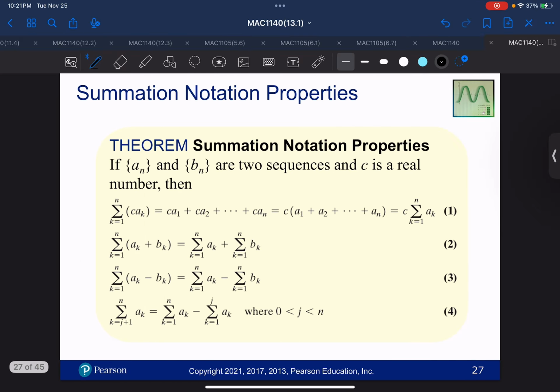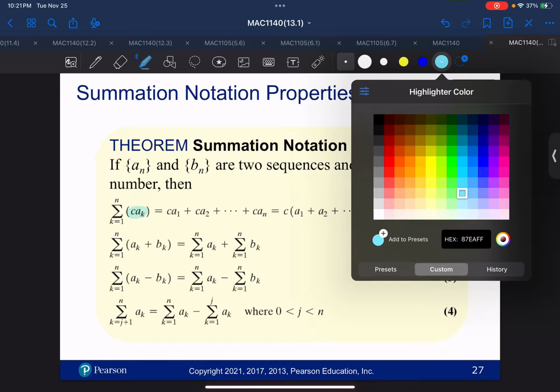Okay. All right, so here are some special properties of summations. The first one says that if we have a multiple of the expression c times a sub k, then we can pull that c out front and have it be multiplied by the summation of just a sub k. So we can always pull a constant out front of a summation, which will be helpful to us a little bit later.